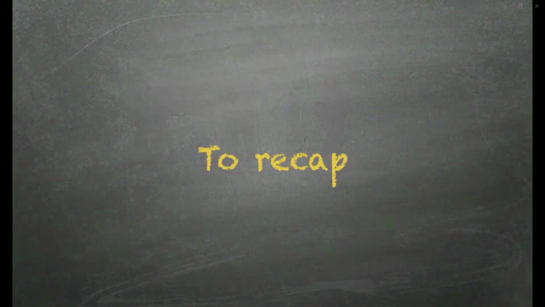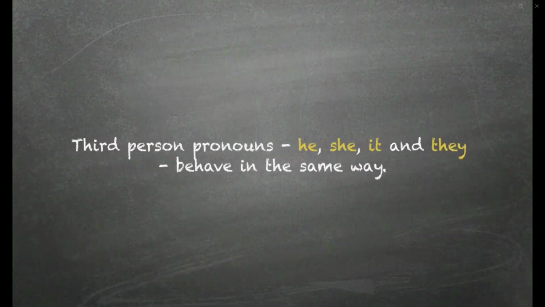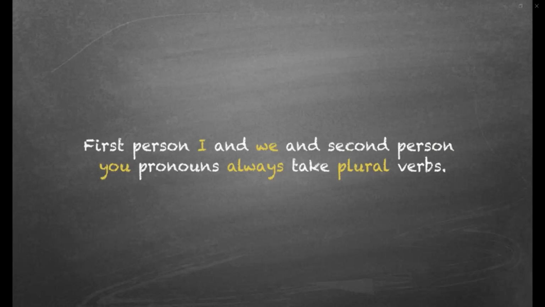To recap, a singular subject needs a singular verb, and a plural subject needs a plural verb. Third-person pronouns he, she, it, and they behave in the same way. First person I and we, and second person you pronouns always take plural verbs.